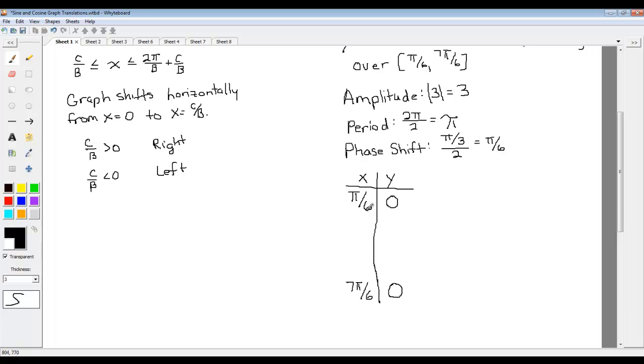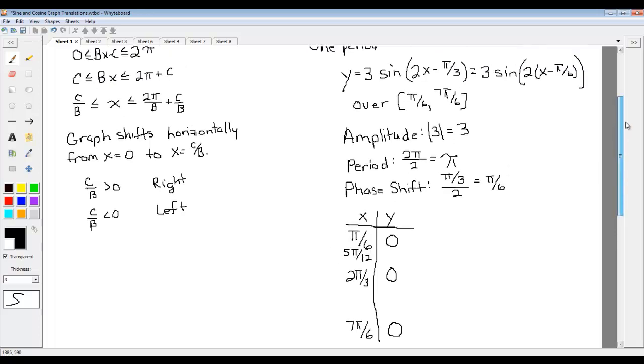Then let's get a point halfway in between. That'll give us another x-intercept. So some key points here. If we take pi over 6 plus 7 pi over 6, we get 8 pi over 6, or 4 pi over 3. Divide by 2, we get 4 pi over 6, or 2 pi over 3. That's going to be our middle value, and in the middle it's hitting 0 again. Halfway between pi over 6 and 2 pi over 3, you get 5 pi over 12. Just add these two together and divide by 2, and that'll give you a midpoint.